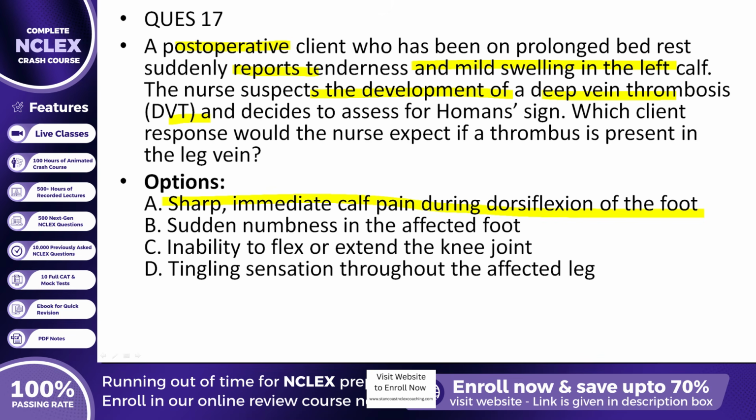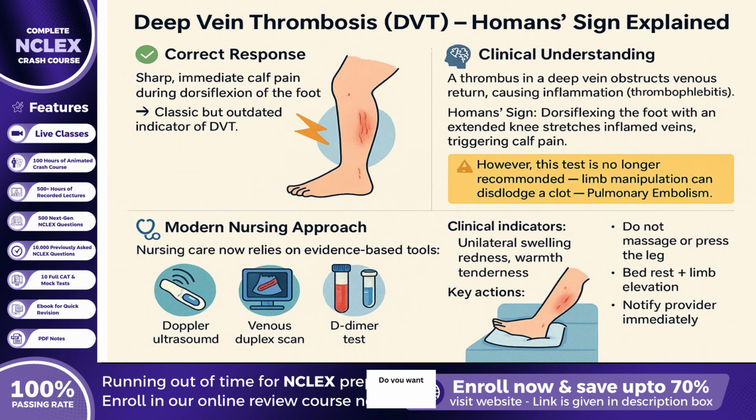Exploring the clinical reasoning behind this, when a thrombus develops within a deep vein of the leg, it obstructs venous return and triggers inflammation of the vessel wall, known as thrombophlebitis. The traditional, though now outdated, assessment method called Hohmann's sign is performed by dorsiflexing the client's foot while the knee remains extended. A positive response is marked by sharp or cramping pain in the calf, suggesting irritation of the inflamed venous endothelium as the muscles are stretched.